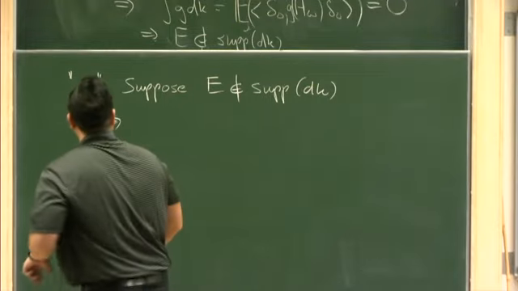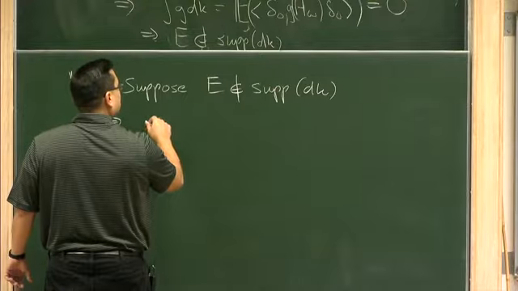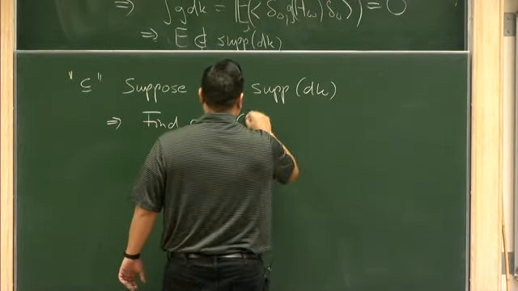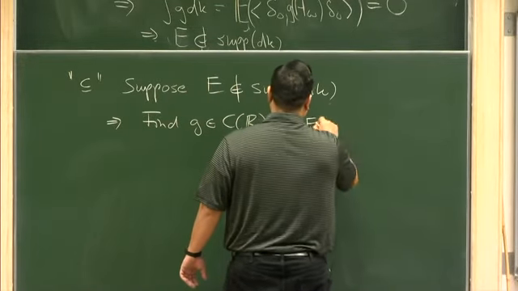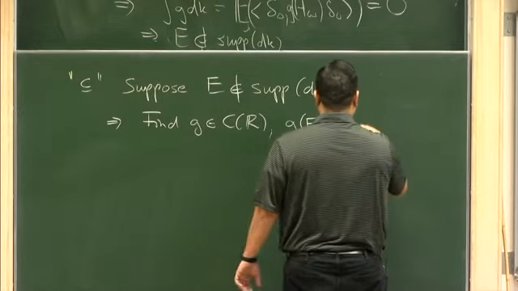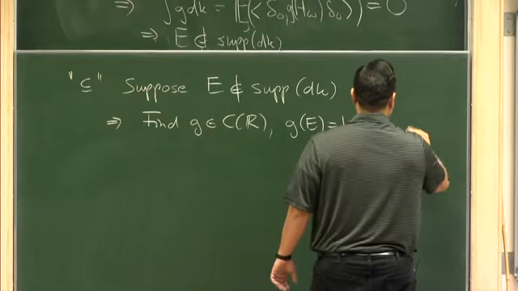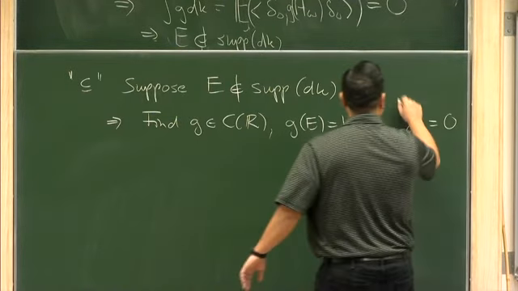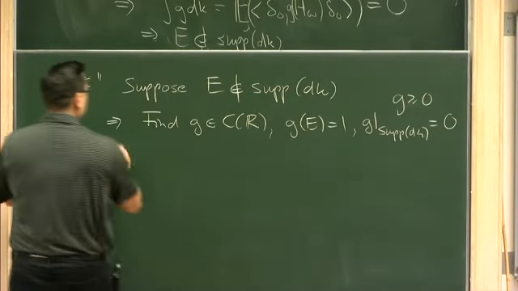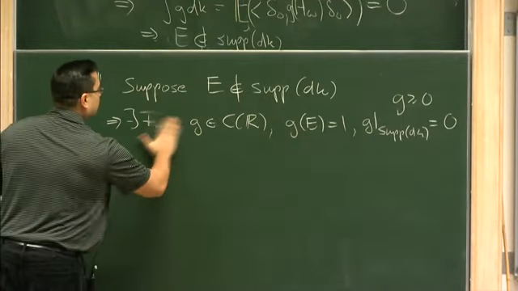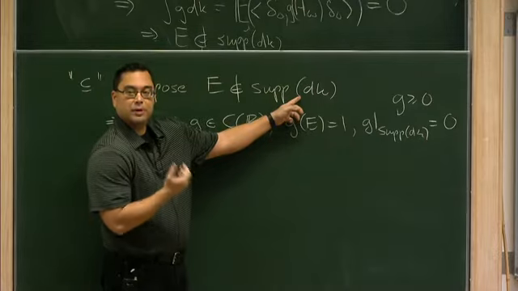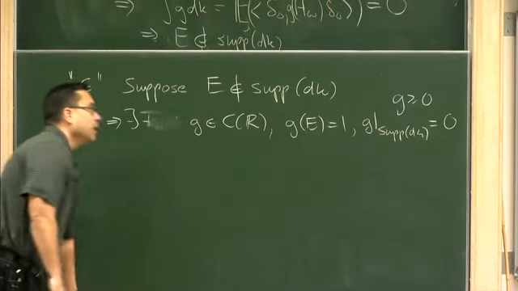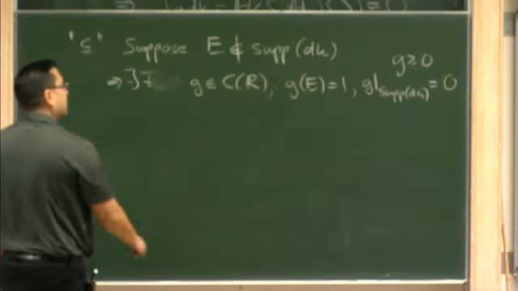So we take a similar function g. Find g continuous, so that g at E is 1, g restricted to the support of dk is 0, and non-negative. Same conditions as before. So there exists such a g, because I'm talking about the topological support of the measure which is closed, and once you're closed, if you're in the complement, you can find an interval about your point, and on that interval you can choose such a function g as in the picture up there.